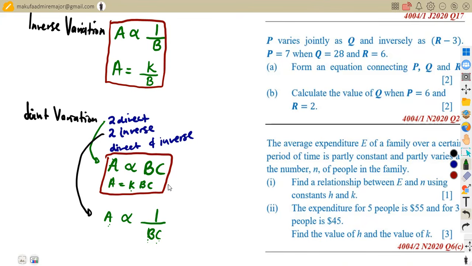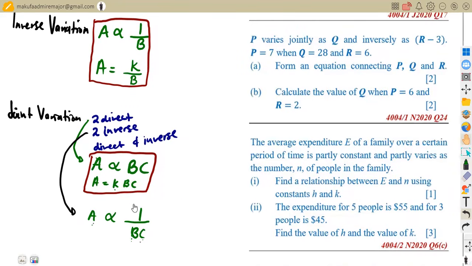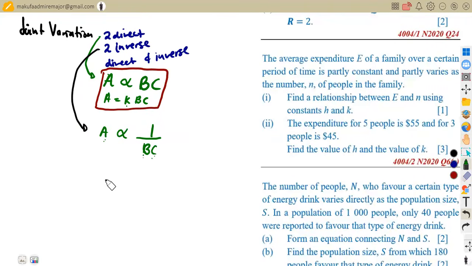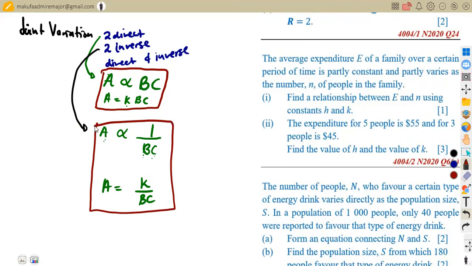A constant represents a certain value which does not change, while the variables, they change. You'll be given any value at a particular moment, but the constant does not change. So K there is the constant, whereby we are supposed to introduce the constant. So A is going to be K over BC. This is what you're going to end up with in this case of two inverse.